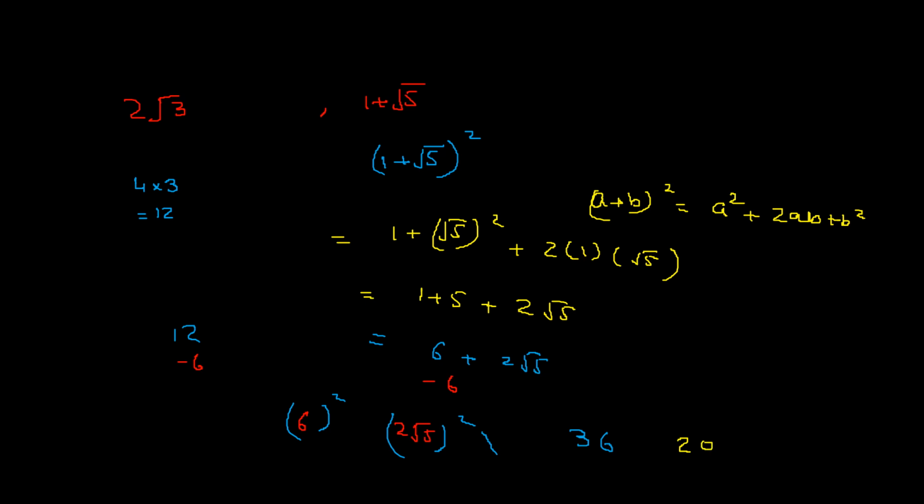So from here you can see that 36 is greater than 20, and 36 comes from this number and 20 comes from this number, which shows that 2 root 3 is greater than 1 plus root 5.